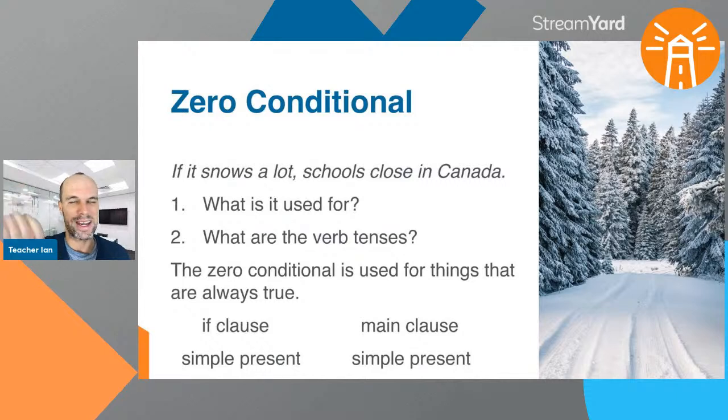Zero conditional when it's true. Something's true always. Simple present in both parts. If it snows a lot, schools close in Canada. All right, now it's your turn to try. Let's see if you can make a sentence using the zero conditional. Could be about snow, could be about Canada, could be about whatever. It doesn't matter.